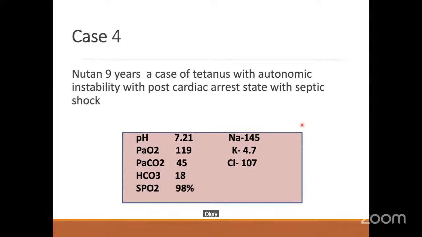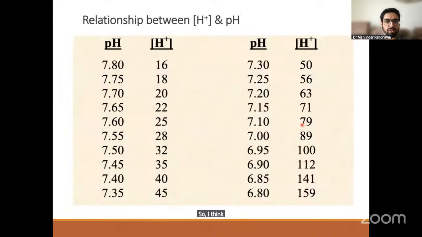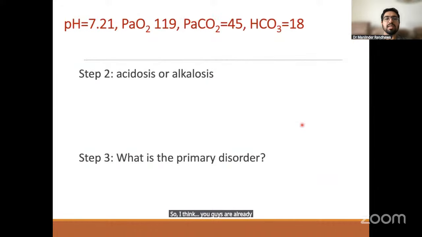Okay, mixed metabolic respiratory disease. Very good. I think you guys are already experts in blood gas, but let's go step by step again. Acidosis or alkalosis, pH is less than 7.4, so this is acidosis. The primary disorder here is now confusing. Your CO2 is also high, which is respiratory acidosis, and your bicarb is low, which is metabolic acidosis.